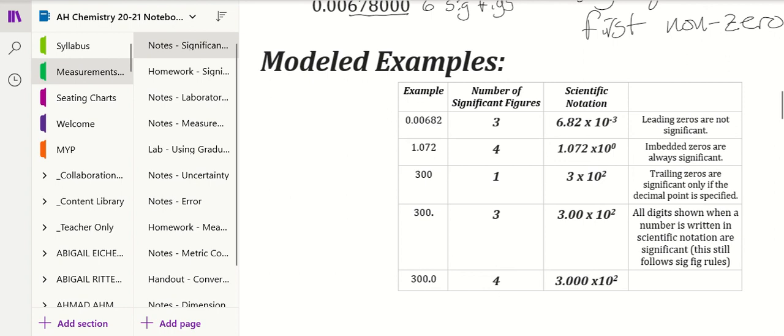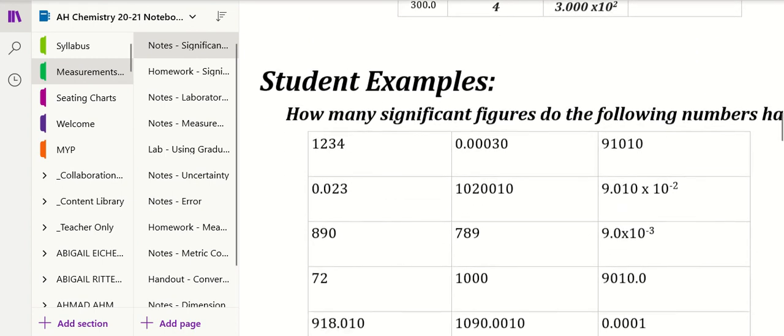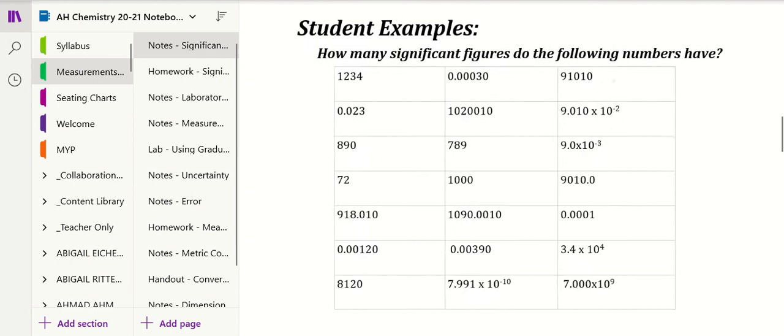How are we feeling about significant figures? Good. Okay, so I want you guys to now work on the student examples.